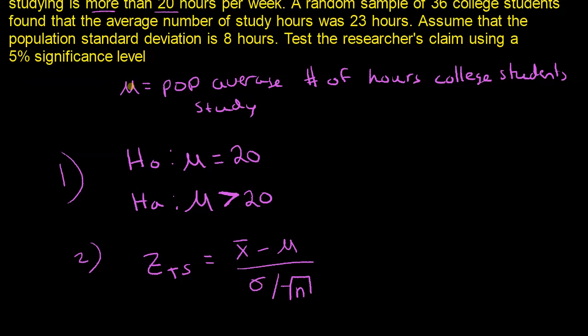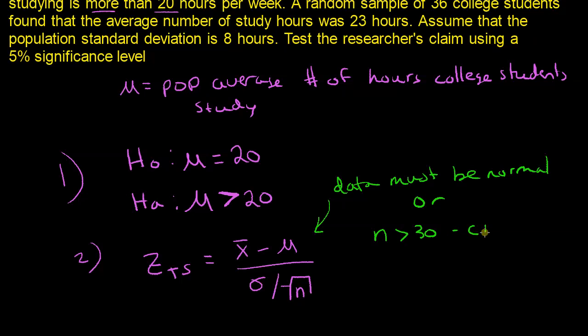Now there are some requirements that you need in order to use this test statistic. Your data must be normally distributed, or n needs to be greater than 30. If n is larger than 30, then you have the central limit theorem, which says that x bar is normally distributed, so you don't need the data to be normal. Another requirement is that sigma must be known.